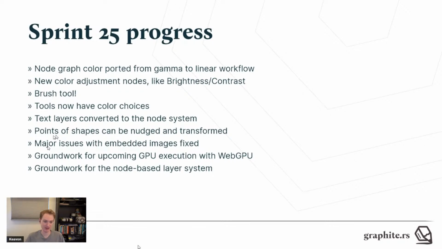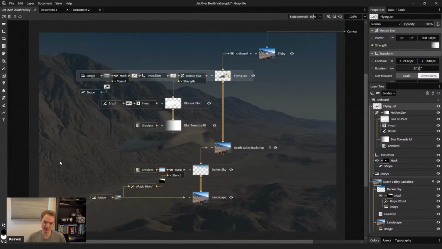And additionally, we have fixed some other crashes related to the fact that we were running out of WASM memory because we were never evicting any of those images every time they changed. Finally, we've done some groundwork for GPU execution. So now the next step is basically integrating it with WebGPU, and that's what we're working on right now. And also the groundwork for the node-based layer system: we have added a layer type which exists, and it's not useful at the moment, but that's moving towards having this be the mockup.